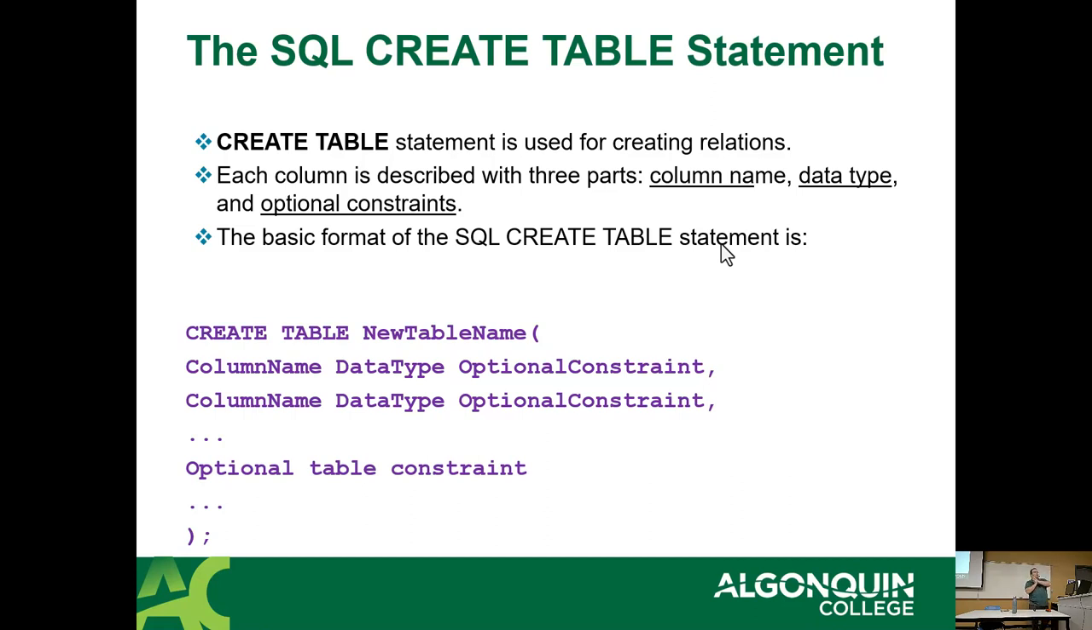Mind-blowing. And specifically, if you want to create a table, it's create table. And then you have to define the columns, the data types, the constraints, that kind of thing. And the structure looks roughly like what's on the screen here. Create table, new table name, define the columns, close it, and there's a semicolon.